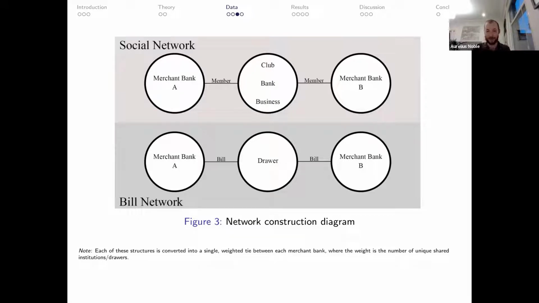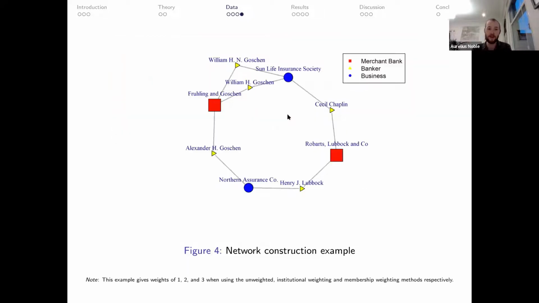Now, there are a few different ways that we can construct the social network, the personal network ties. We can construct it either by just saying, do they have any sort of relation between these two merchant banks? And so here, for instance, this is the business network. We see that, yes, indeed, those two merchant banks are connected through a co-directorship, so we just give them a weight of 1. The second way of doing this would be to count the number of shared institutions between them. So here, these two merchant banks share directorships at Sun Life Insurance Society and the Northern Assurance Co. So that would give a weight of 2.